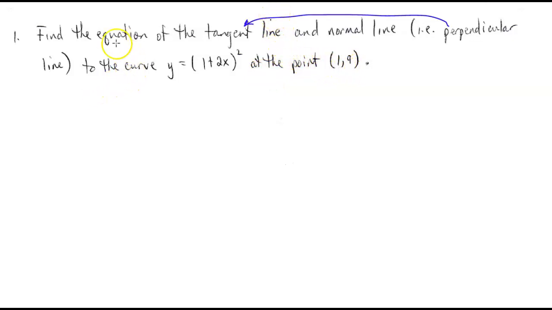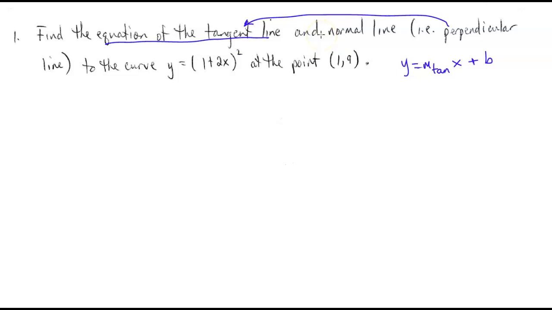Okay. So if we think about this, we need to find the equation of a line. It just so happens that that line is going to be a tangent line. So what we're looking for is something of the form y is equal to slope of tangent line times x plus some y-intercept.